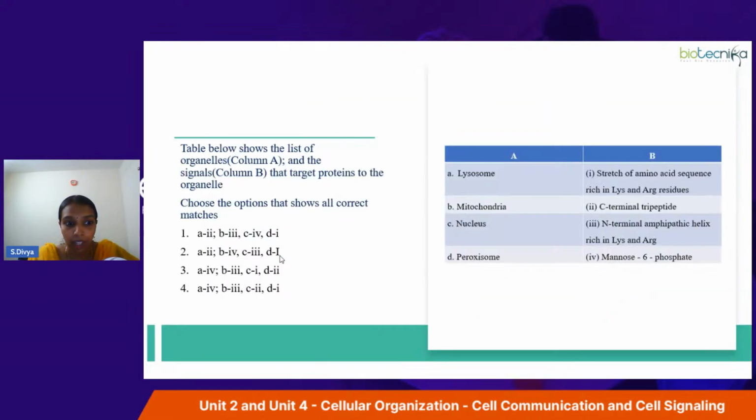Next question. Now this is based upon signal sequences. Match the following. This is also a very favorite part of CSIR. Many times you come across this question in the form of match the following. Questions are always asked in this form. Lysosome, mitochondria, nucleus, peroxisome with their corresponding amino acid sequences, in simple words, signal sequences.